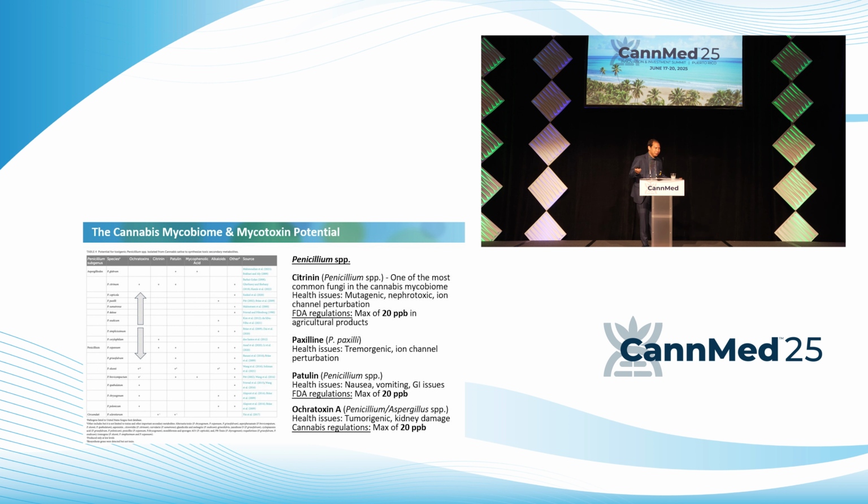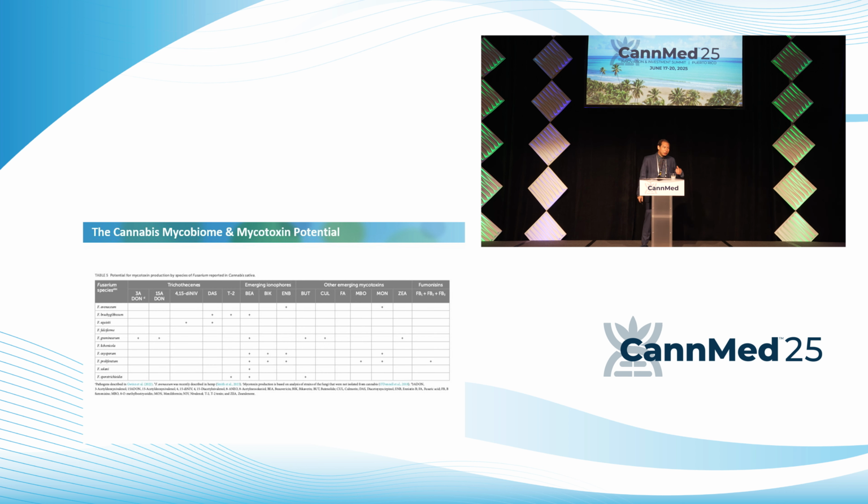Similarly, 20 ppb seems to be a common recurring theme in terms of action level. Paxilline is another one where that might be of consideration for epilepsy because, again, tremorigenic, ion channel perturbation as well, but there are no limits for this one. Patulin is something that you commonly find in things like apple juice, and so it's a concern there. But again, to what extent it's of a concern in cannabis, it's not entirely clear. And this one is also regulated by the FDA at an action level of 20 ppb.